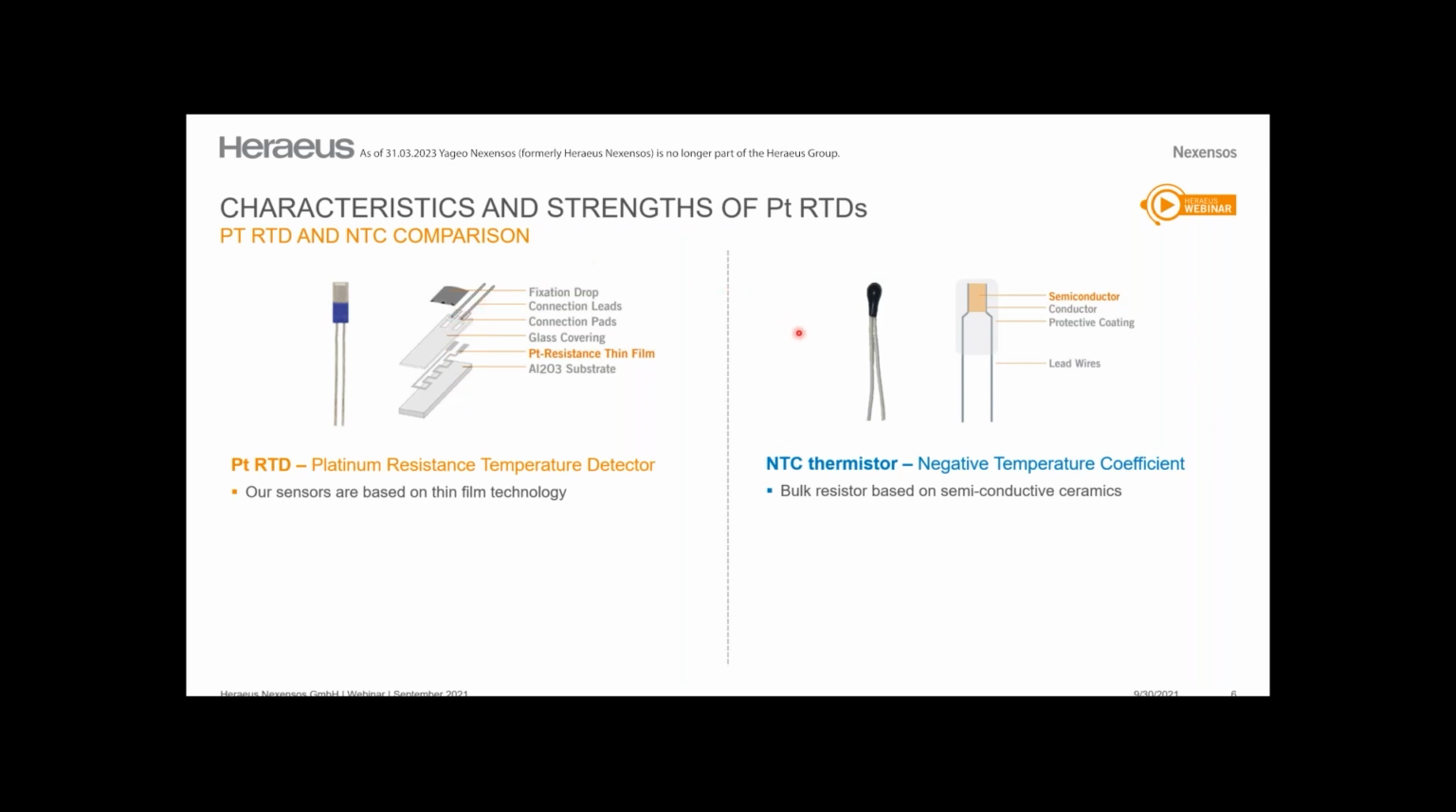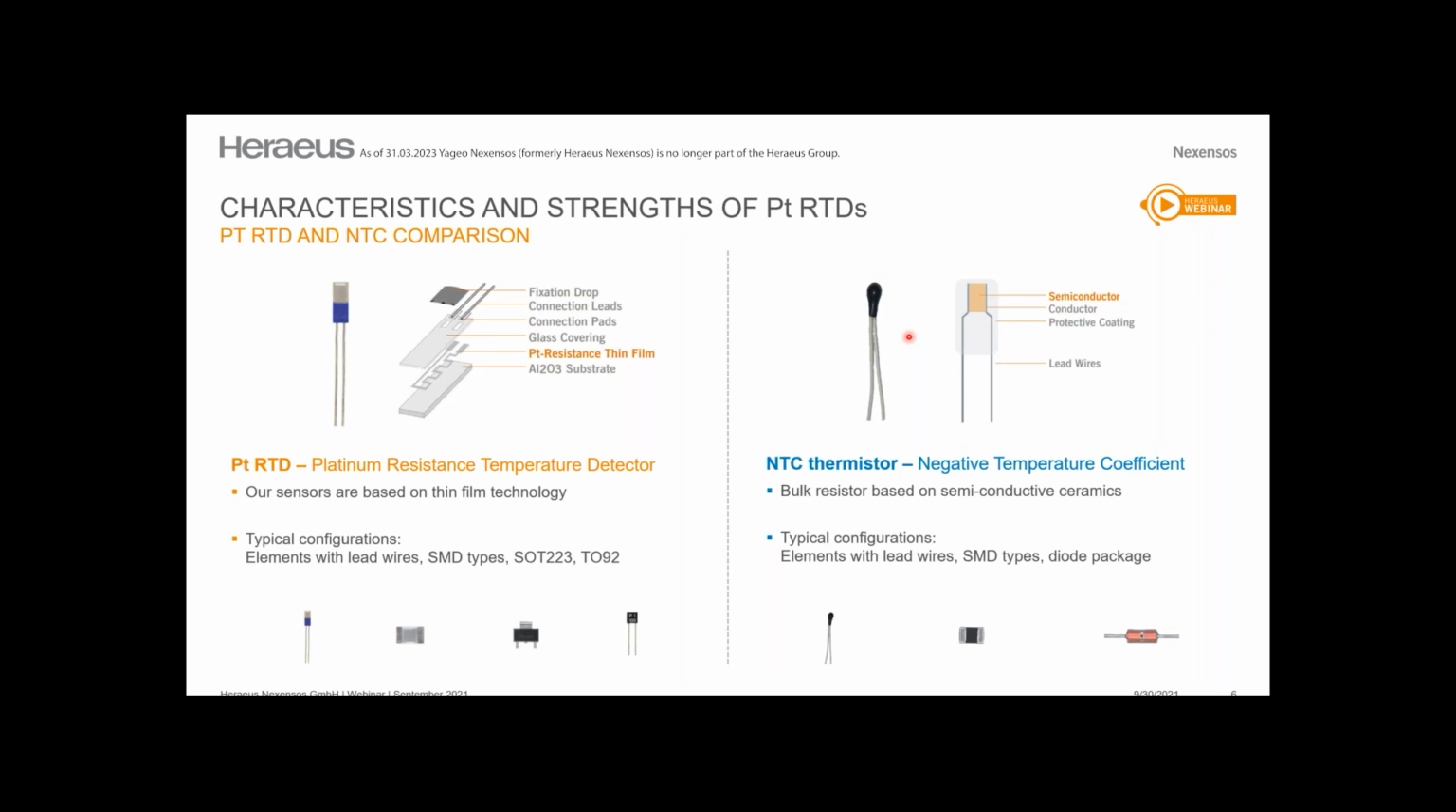Now let's jump over to the right side. The structure of the NTC thermistor is a bit simpler. We have typically a bulk resistor, which is made of semiconductor ceramics. The typical configurations of both technologies are quite comparable. So we have chips with lead wires, for example, or SMD types, and other electronic components such as SOT and TO types that are offered by Heraeus are possible. The diode package here, for example, is a quite typical configuration for NTCs.